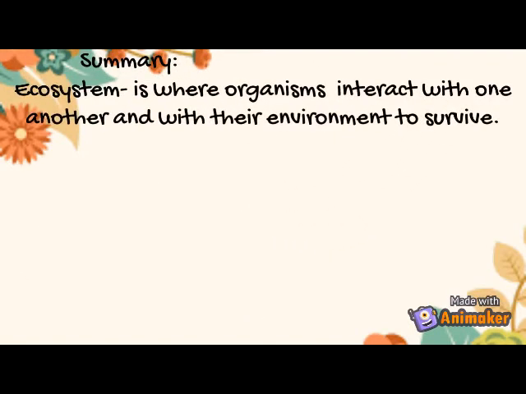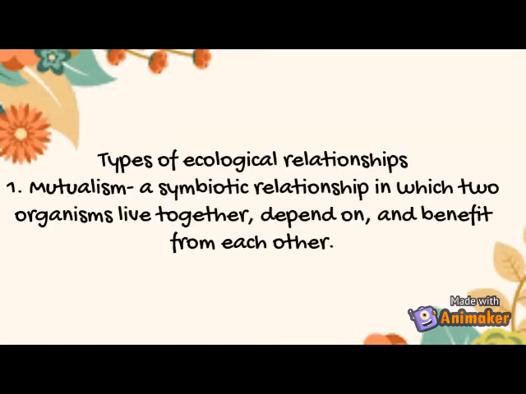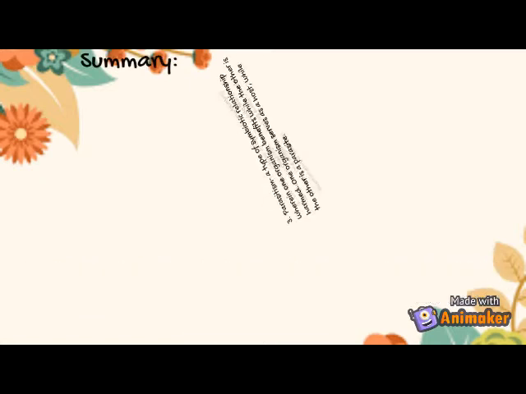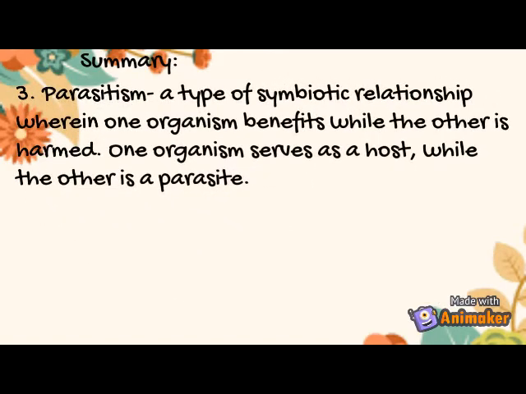Now, let us summarize what we have learned for today. Ecosystem is where organisms interact with one another and with their environment to survive. Types of ecological relationships. 1. Mutualism, a symbiotic relationship in which two organisms live together, depend on, and benefit from each other. 2. Commensalism, a type of symbiotic relationship in which one organism benefits, while the other is not affected. 3. Parasitism, a type of symbiotic relationship wherein one organism benefits while the other is harmed. One organism serves as a host, while the other is a parasite.